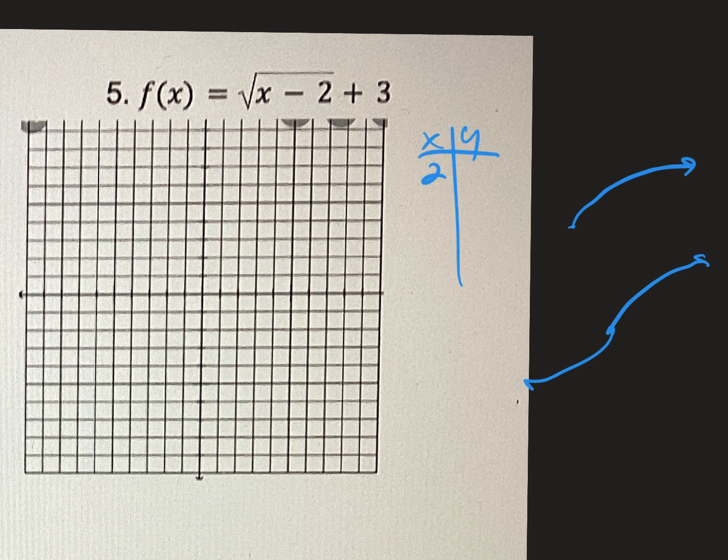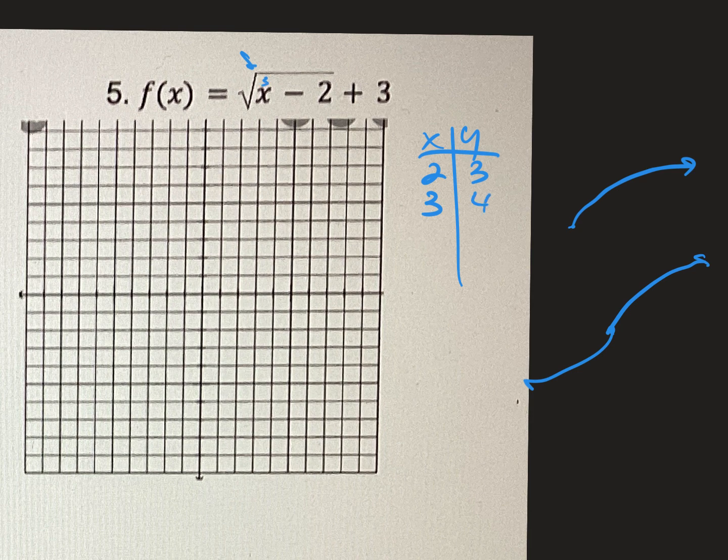I'm going to plug in 2 for the x because that's going to make that just become 0 inside, and I will get 3. Also, be smart here about what numbers you plug in. I'm going to plug in numbers that actually have a square root to make it a little bit easier for me. So I'm going to plug in 3 for x. Because when I do that, 3 minus 2 is 1. The square root of 1 is 1. 1 plus 3 is 4.